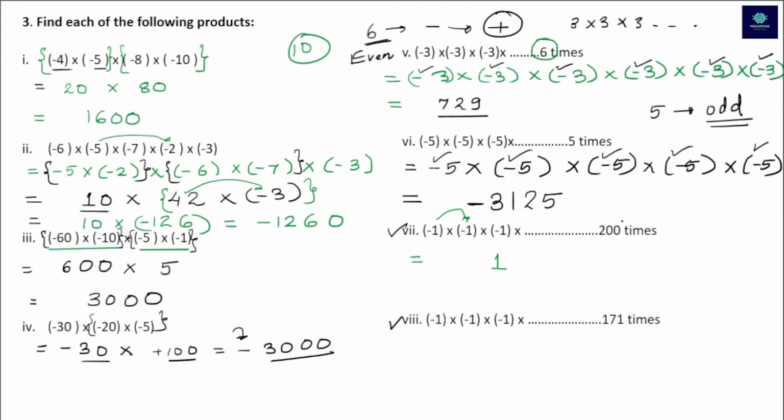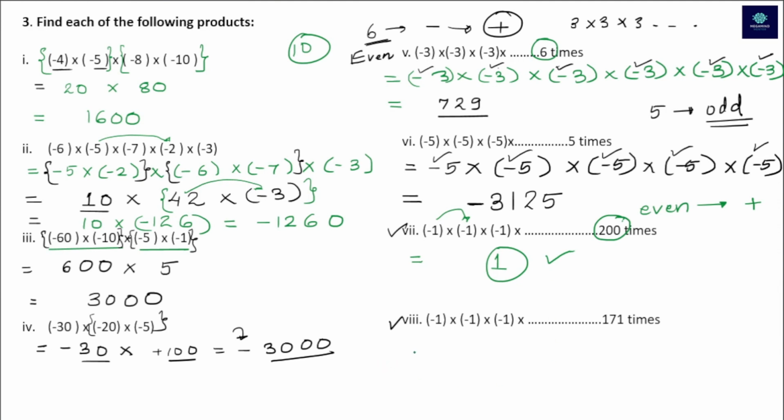Now we have to see how many minus signs we have. So we have 200 minus signs, right? And 200 is an even number. And we just learned that when you have an even number of minus signs, your answer will always be positive. So your answer will be just 1. Okay, so 1 is your answer.